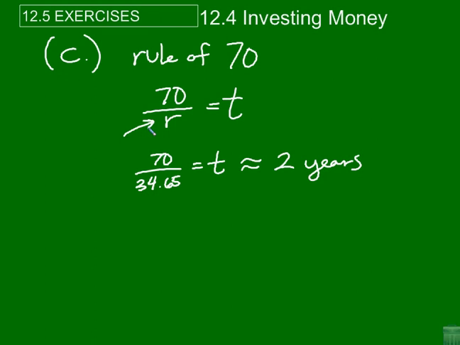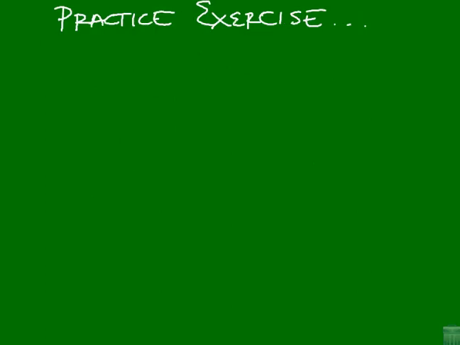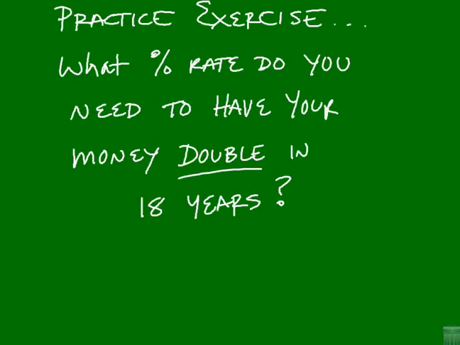Okay, so again, here we go, off to our practice exercise. This is a simple one. What percentage rate do you need to have if you want your money to double in 18 years? You could solve this a variety of different ways. You could take the rule of thumb shortcut, or you could take the exponential problem, plug in 18 and then solve for the r. Either way, we'll let you tackle those right now. All right, good luck.